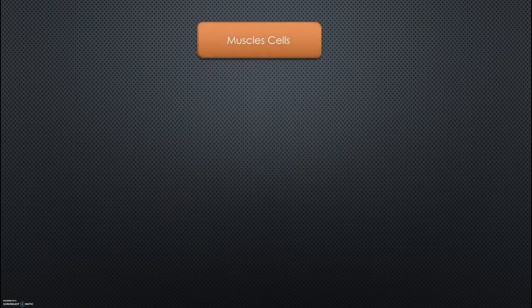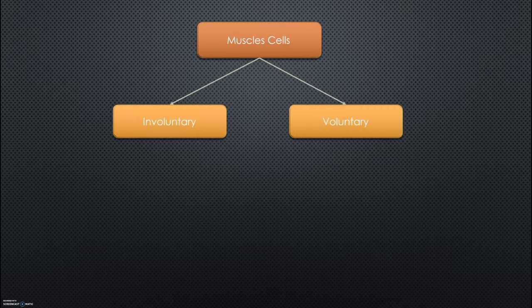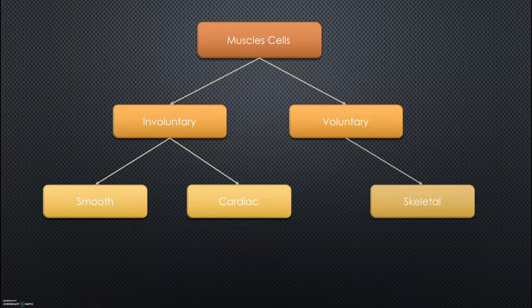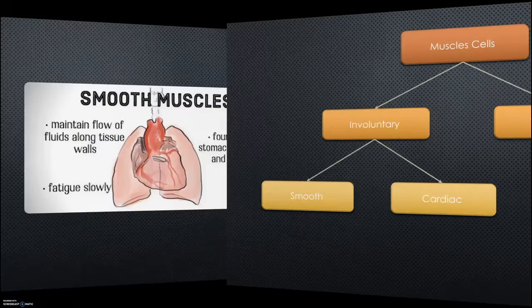Muscles are made up of muscle cells. There are two main types of muscle cells, involuntary and voluntary. Involuntary muscle cells act without your conscious control. Voluntary muscle cells act with your conscious control. There are two types of involuntary muscle cells, smooth muscle cells and cardiac muscle cells. There's only one type of voluntary muscle cells, skeletal muscle cells.